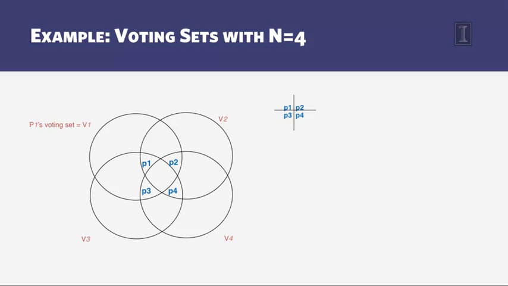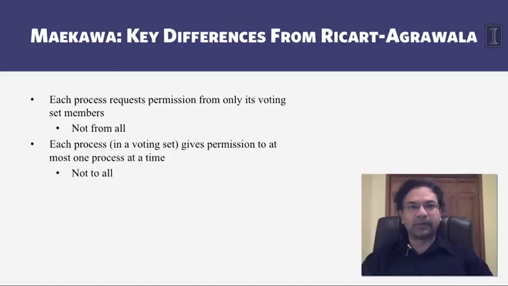So let's see how these voting sets are used then. So first of all, each process requests permission from only its voting set members, not from all, and this is one way in which Maekawa's algorithm differs from the Ricart-Agrawala algorithm that we've seen previously in the course. Second, each process that is in a voting set gives permission to at most one process at a time, and again this is different from the Ricart-Agrawala algorithm where a process may have given permission to multiple, perhaps all the other processes in the group. Okay, so these are 2 key differences.